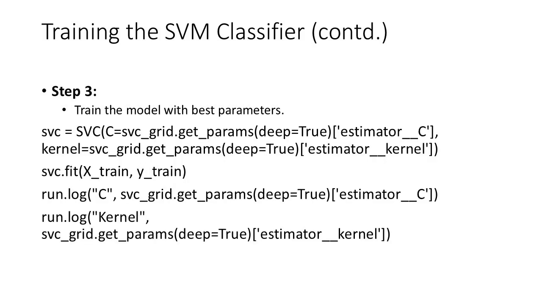SVC equal to SVC of C equal to grid.best_params, get_params deep equal to true, estimator. These are the parameters for SVM. The function name is SVC, support vector classifier, like that they have given maybe. So what are the data we are inputting?